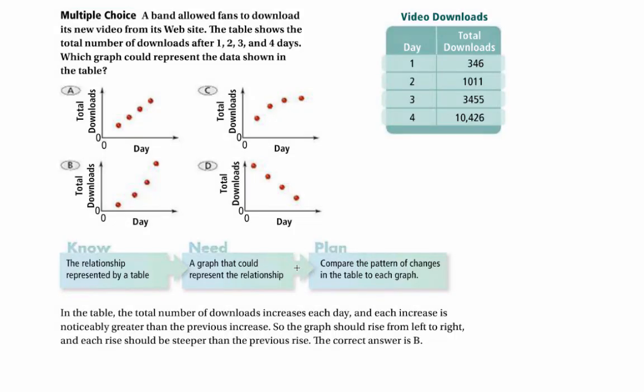Okay, so let's take a look at another problem where we have a situation. We have some data in a table over here. A band allowed fans to download its new video from its website. The table shows the total number of downloads after 1, 2, 3, and 4 days. Which graph could represent the data shown in the table?